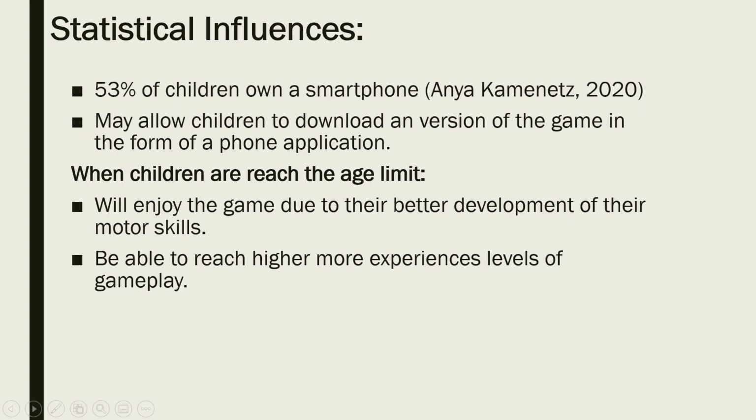The statistical influences of the technical proposal are that 53% of children own a smartphone today. This may allow children to download another version of the game in the form of a phone application until they reach the age limit. When children reach the age limit, they will enjoy the game more due to their better development of motor skills, and they will also be able to reach higher and more experienced levels of gameplay.